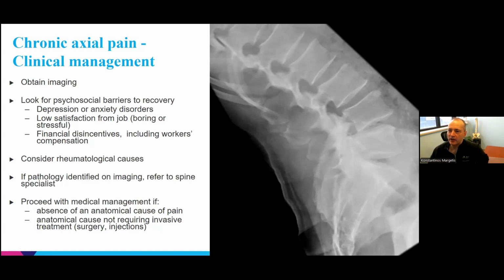And nowadays we have spine surgeons like myself, but we're fortunate enough to also have interventional spine specialists, who are colleagues from either anesthesia or rehabilitation medicine. They do injections in the spine or other interventions, which is, let's say, a step before surgery. And if there is no anatomical cause of the pain in imaging, or that anatomical cause is not really something worrisome, then we can consider medical management.